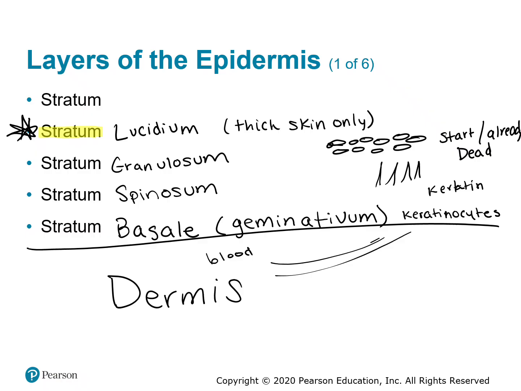And then the top layer is stratum corneum. Stratum corneum is a relatively thick layer, and it is full of dead keratinocytes. So, from bottom, closest to the dermis, to top, most superficial: basale, spinosum, granulosum, special case lucidium, and corneum. Got it? Cool.